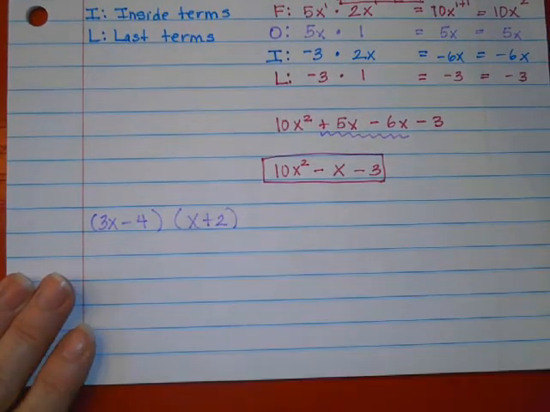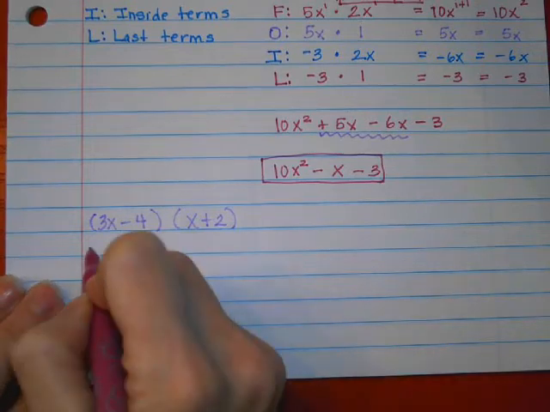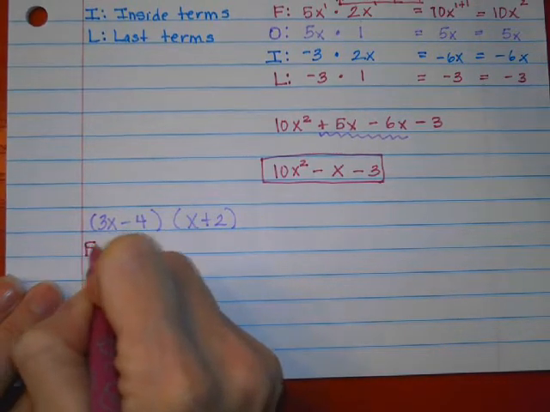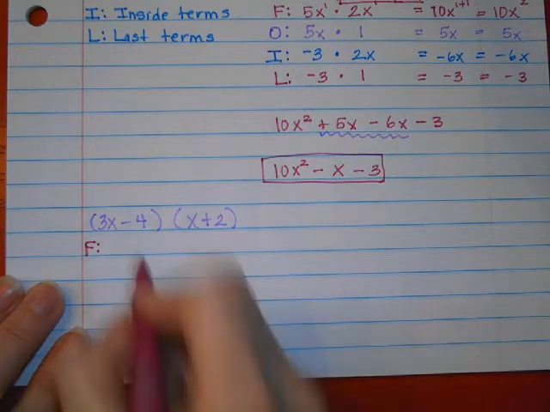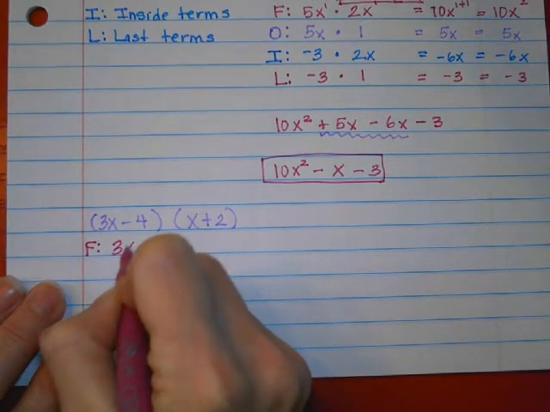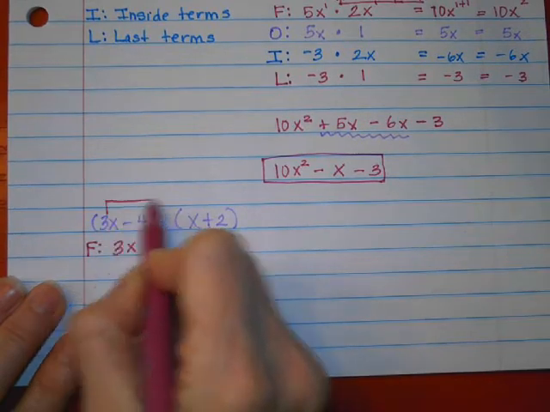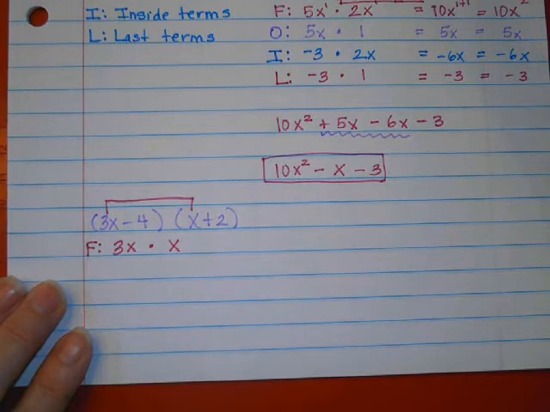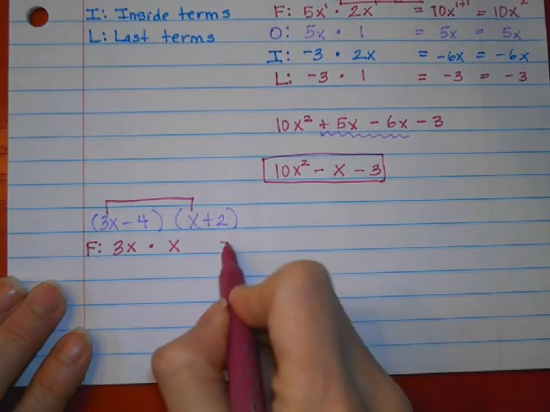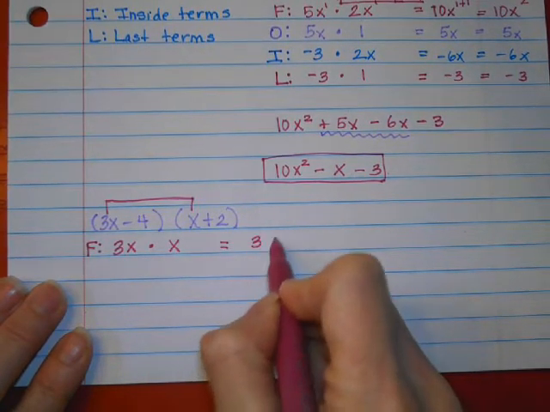All right, so we're going to do our first term. We're going to do first term together. So who would be our first term? That's right, Brennan, 3x. And I'll multiply it times the first term over here, which is 1x. So 3x times 1x is 3x squared.